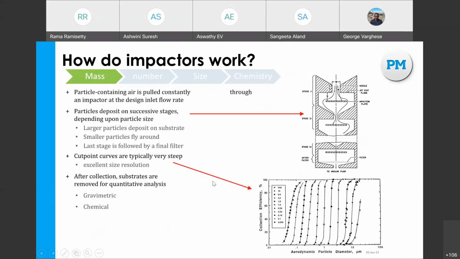This is the same as I explained. These are the cut point curves. You can see that one curve should not interfere with another. We call that the collection efficiency of each impactor. So Marple impactors have much better collection efficiency compared to the Anderson impactors.